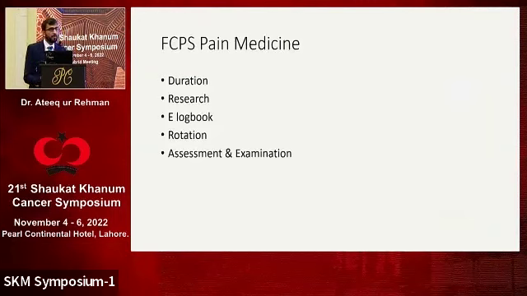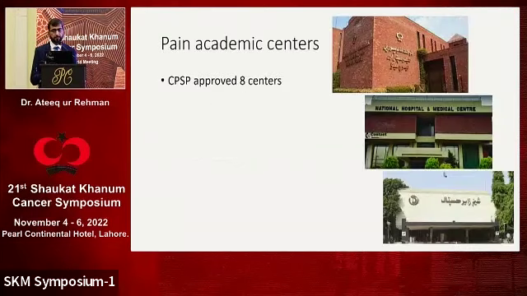Talking about the FCPS, it's a two-year program. You have to do 1 paper there. Then you have to maintain, obviously, the E-log there. There are 5 rotations you have to go through: psychiatry, neurology, orthopedics, radiology, and also physical rehab. You go through the internal assessments and then the examination, and then you get the certification as an independent practitioner to work in pain medicine.